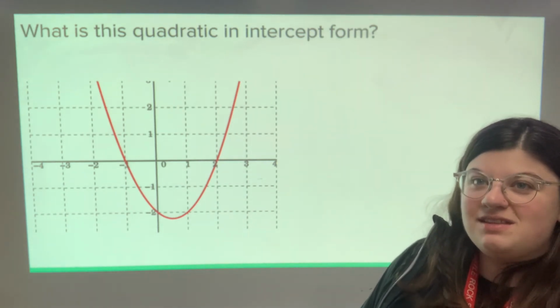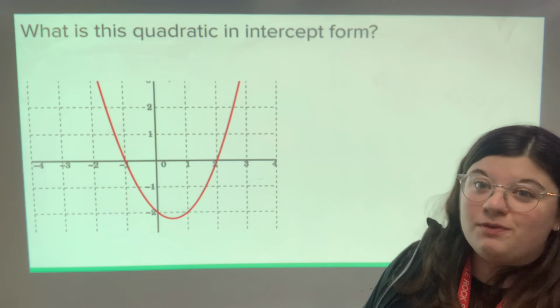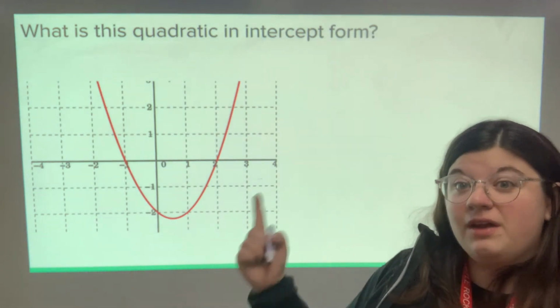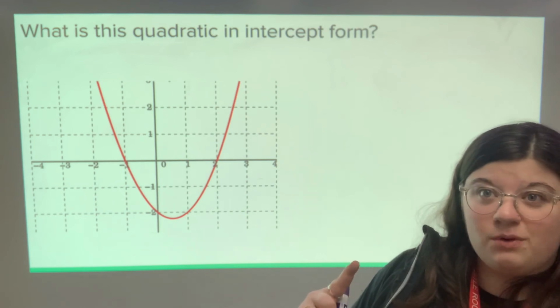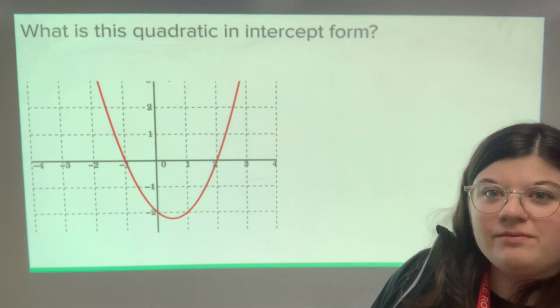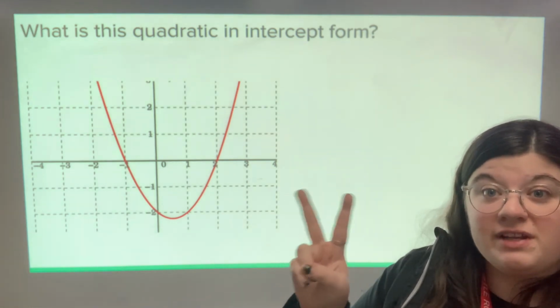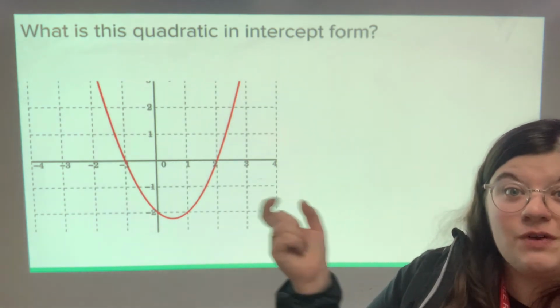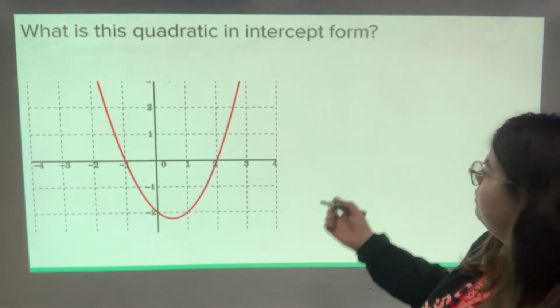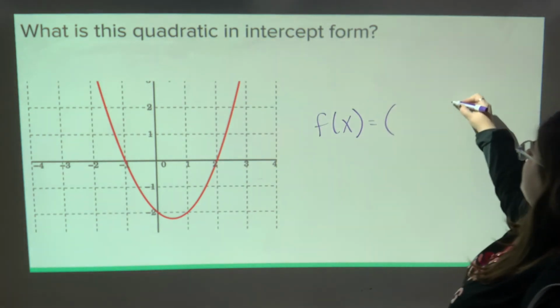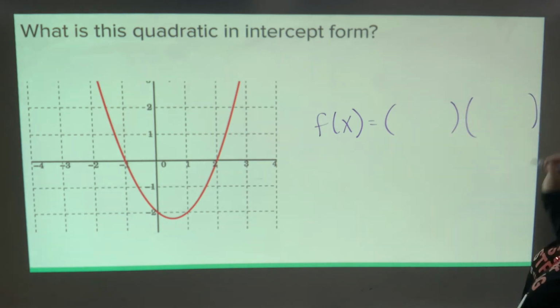What is this quadratic in intercept form? So let's see if we can take the graph and write the function for it. I know it's a quadratic. I know it's going to have a degree of 2. It's probably going to have 2 of those linear factors, right? 2 little chunks of our polynomial. I'm just going to fill this out now, right? It's a quadratic. I've got 2 chunks of my polynomial.